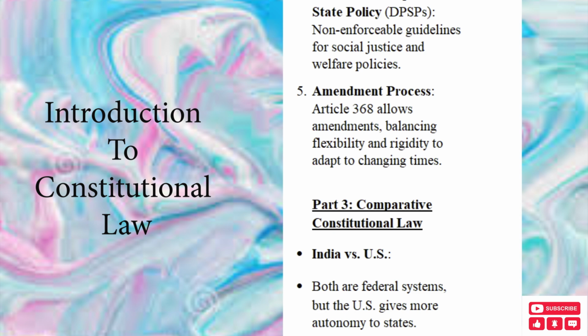For instance, US federalism gives much more power to the states, while India's system, as I mentioned earlier, is more centralized. In the US, each state has significant autonomy in areas like criminal justice, education, and healthcare, whereas in India, the Union List gives the central government authority over most significant areas.